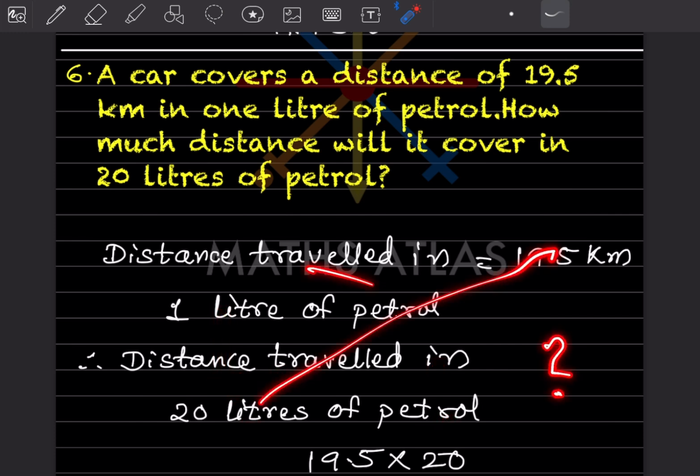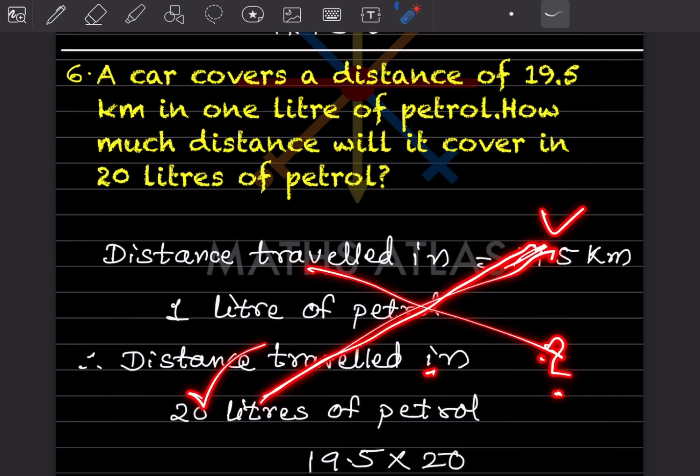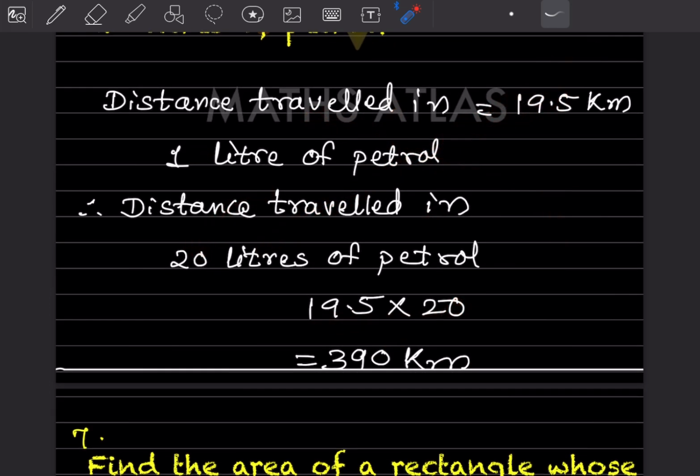That should be cross multiplied. So when you cross multiply, wherever we get the two numbers, so this and this number, that should be in the numerator. And 1 liter means this is divided by 1. So usually we don't write 1. So that will be 19.5 into 20. So here that is going to be 390 kilometer.